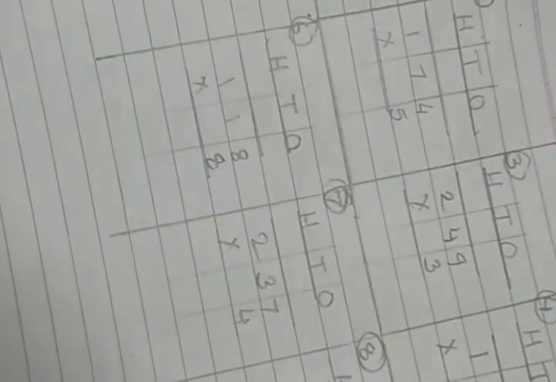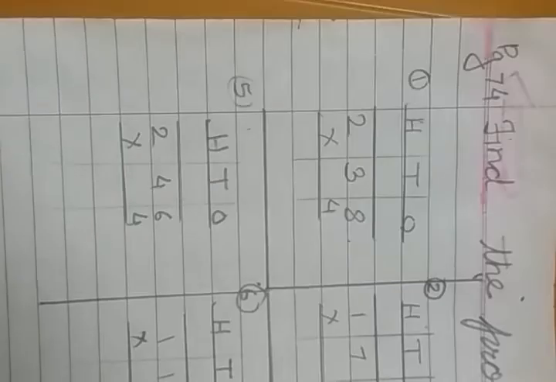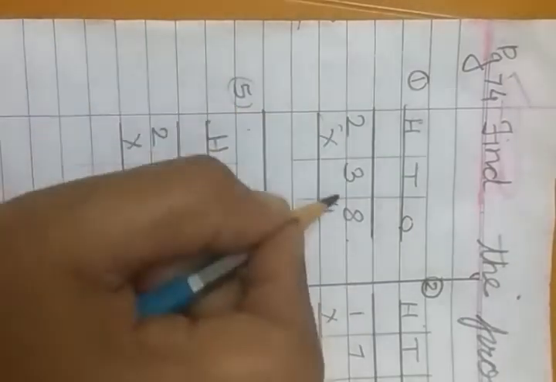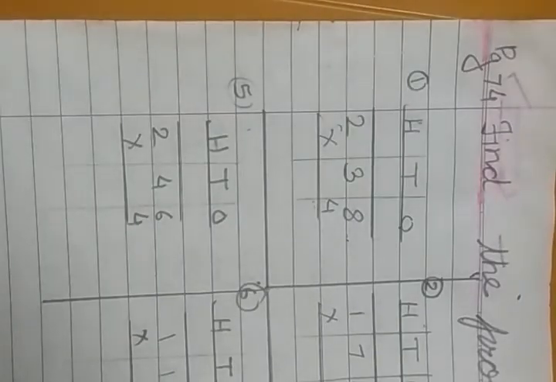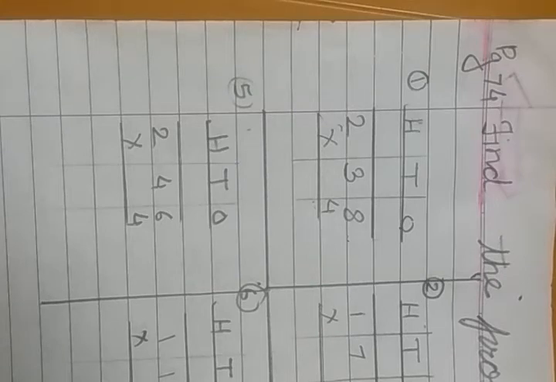Now we will solve page number 74. The question is: find the product. Product is the answer of multiplication. Students, the first example given is 238 multiplied by 4. Now you will say, teacher, where is the book? Yes, I copied it on a page.